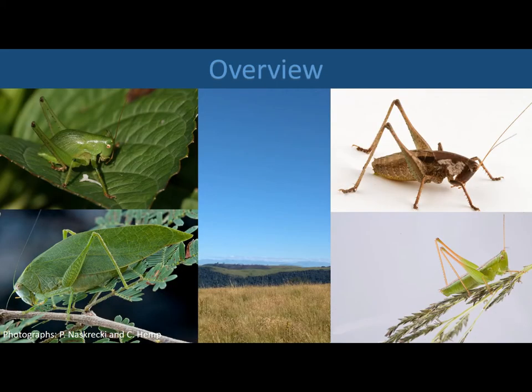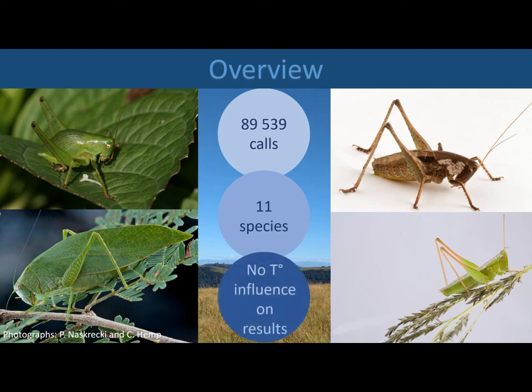So in total, I recorded almost 90,000 individual bush cricket calls, which were identified to species level or acoustic species if the identification was not known. And from these, 11 species were identified, which is surprisingly low considering that this study site is in a biodiversity hotspot. And also, temperature was found not to influence the species richness of the recordings because it is known that temperature impacts the singing behavior of orthopteran species.